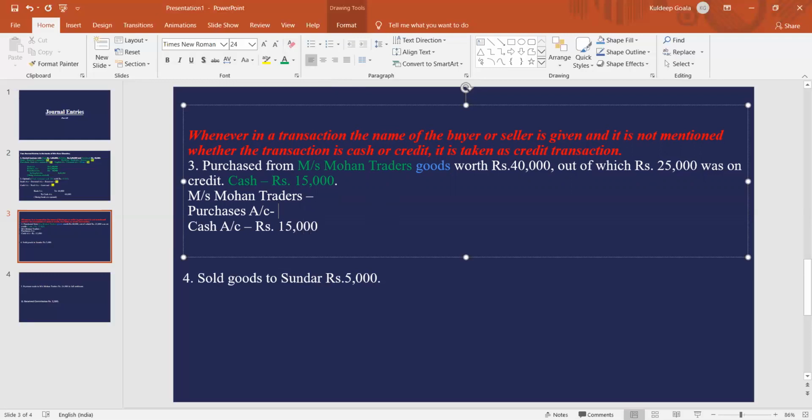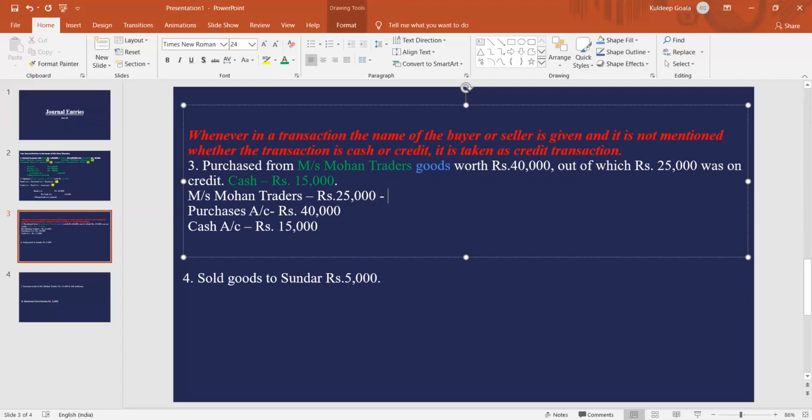What is the total purchase? Total purchase is 40,000. And for Mohan Traders, how much are we going to write in Mohan Traders' name? It will be written as credit. That means, when will you write in his name? When I have to pay him that much money. I am supposed to pay a certain amount of money to Mohan Traders. So how much will I take? How much will I have to pay to Mohan Traders? 25,000, right? I still have to pay him 25,000. So 25,000 is the amount I am going to record in the name of Mohan Traders.